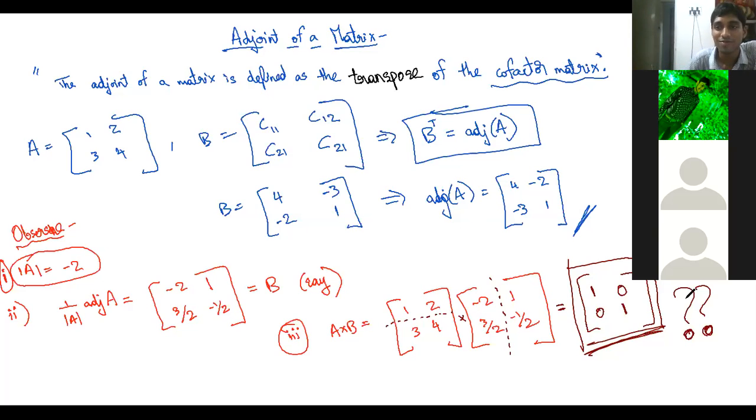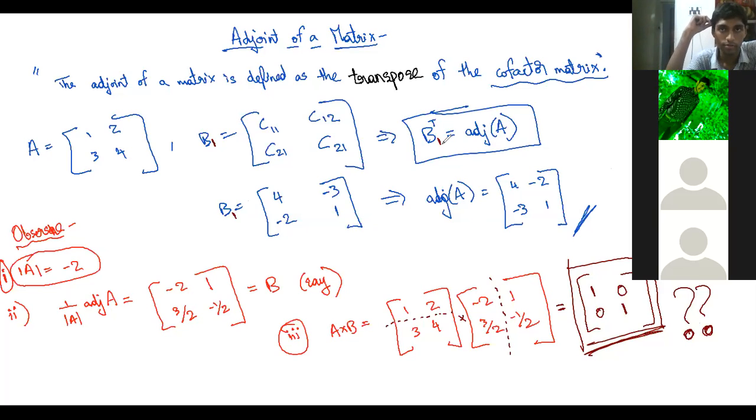So this 1 by det A times adjoint A, is it equal to B or something? No, we are naming it as B. No, not this B. I mean the one which you have given in the upper part, like B is equal to 4, minus 3, minus 2, 1. Oh, sorry. Okay. Sir, A is equal to B transpose. No, A is not B transpose. How is A B transpose?